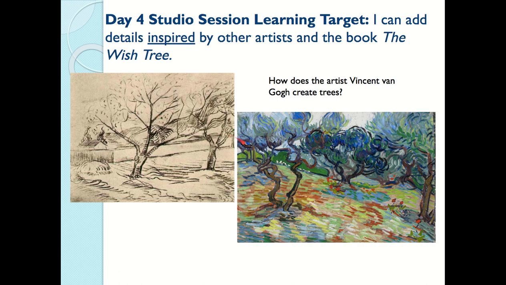But look at the painting on the right. Here, his tree trunks and the branches are made up of twisting, wiggling, curving lines. All of those lines seem to twist around each other as he creates his trees to fill his page.